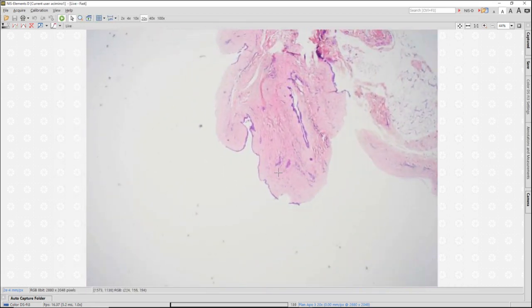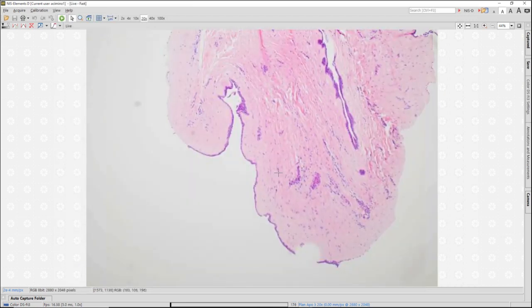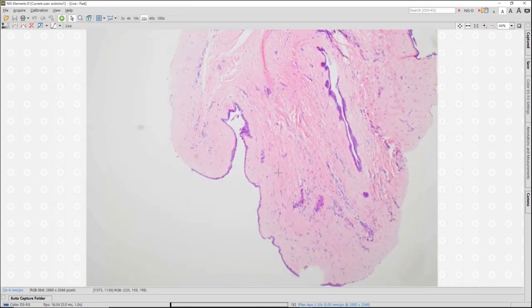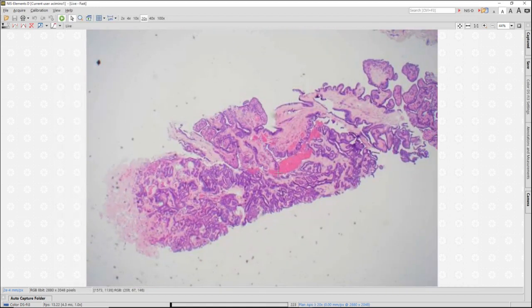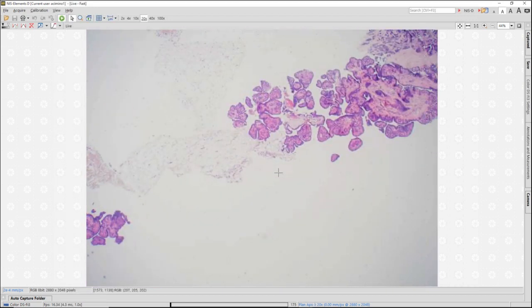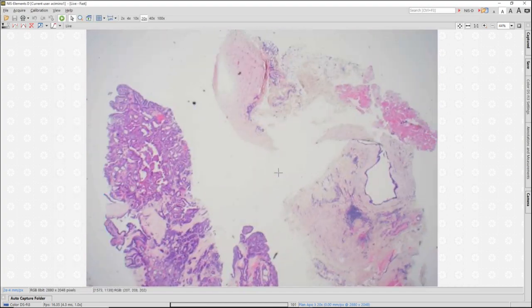It demonstrates how the duct lining or the edge of the lesion may be separate from the actual intraductal component when we're looking at a core needle biopsy. We'll take a look at a resection momentarily.